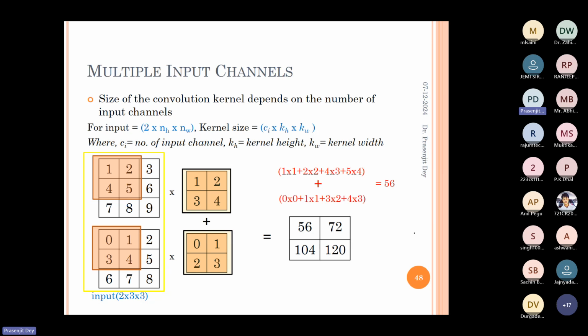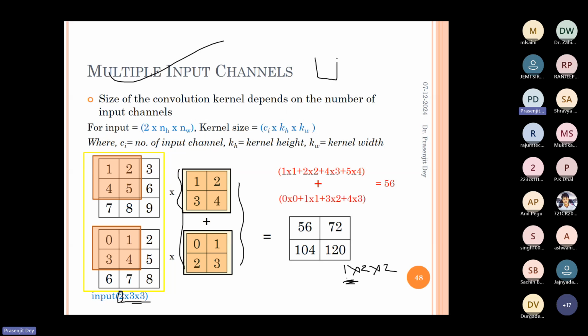Now, a triggering question. The input was multi-dimensional: this is the number of input channels, red, green, and this is the height and width. If we apply this kernel, you are going to get an output which has only one channel. So we are losing the output channels. If there are multiple input channels, the output channel is always one.